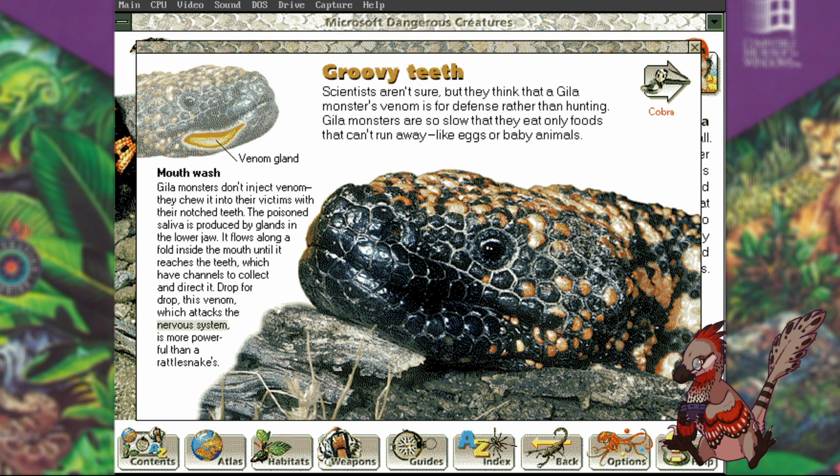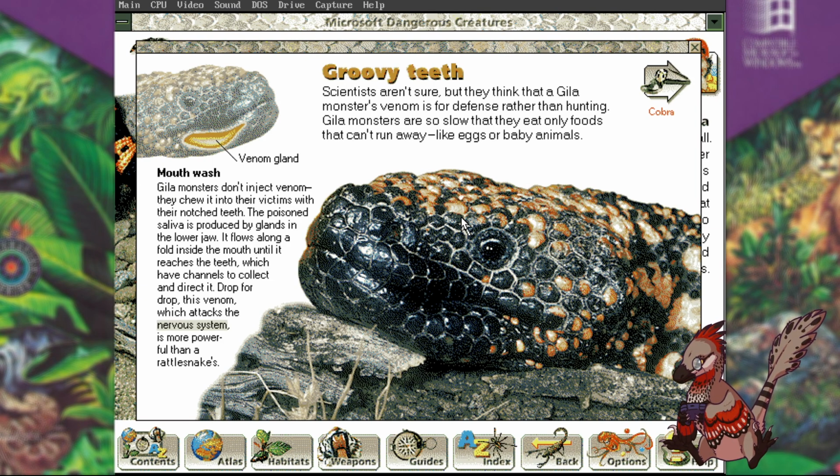Gila monsters chew venom into their victims and render them helpless. Remember earlier when it said it's not cute? Look at this photo. How is this not adorable? I don't know. Scientists aren't sure, but they think that a Gila monster's venom is for defense rather than hunting. Gila monsters are so slow that they eat only foods that can't run away, like eggs or baby animals.